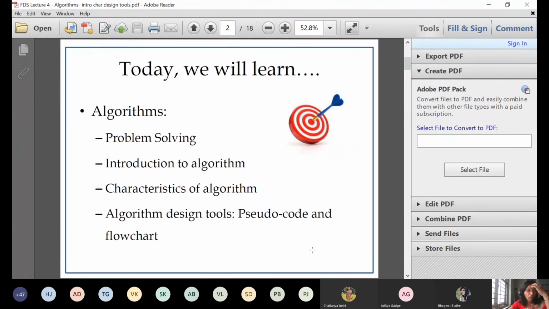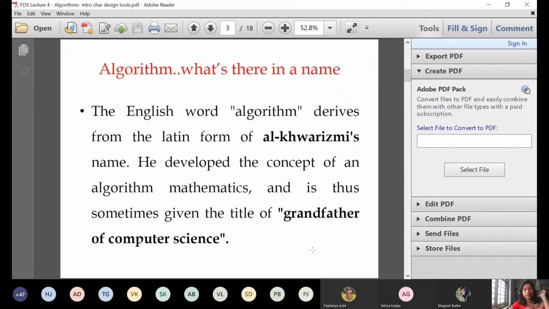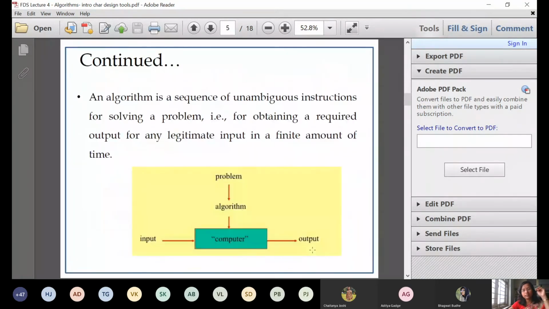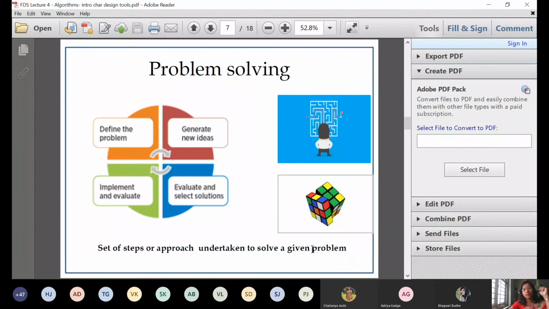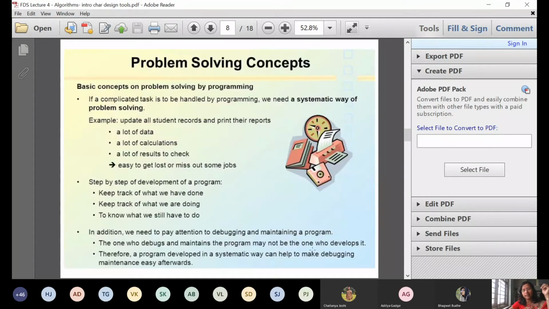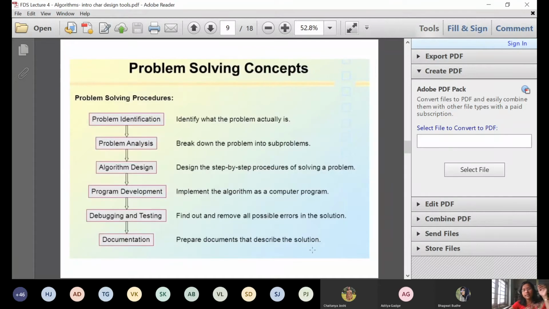So just in brief, I will take an overview of what we had today. We studied first of all what is algorithm, from where the name algorithm came, followed by problem solving, then followed by what is algorithm actually. So we tried to show the relationship between an input, algorithm and then output by taking sorting as an example. Then we have shown what are the steps in problem solving. So these are very generalized steps. In detail, if you want to learn, then there are 6 phases in solving any problem.